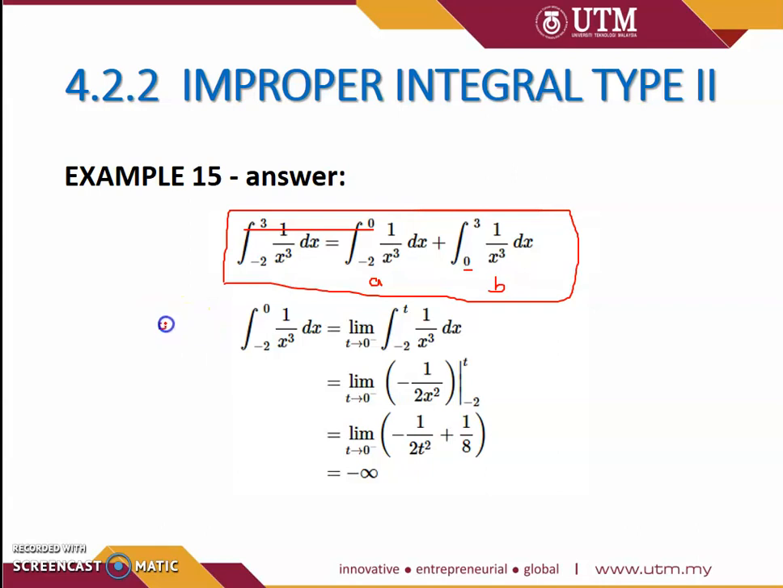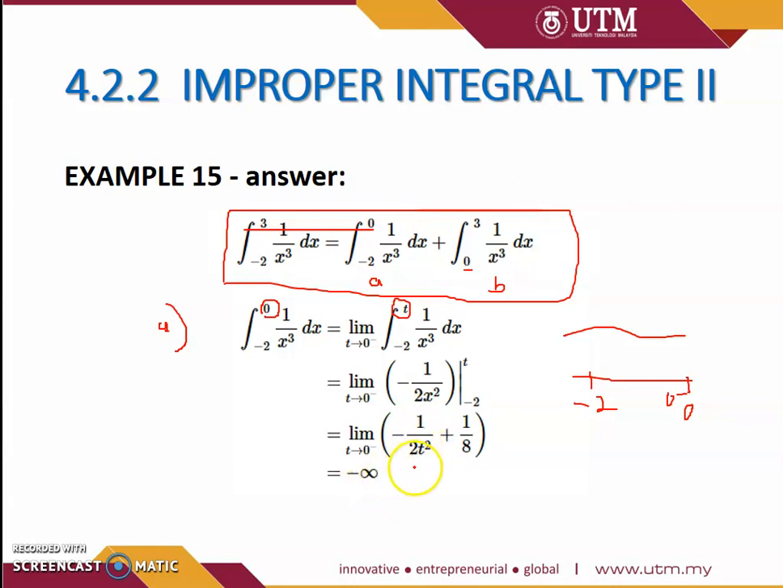So here is the first part. We need to integrate 1 over x cubed. We need to transform the 0 here to t, where t tends to 0 negative, as in our previous graph. After the integration, you will obtain negative 1 over 2x squared. Just substitute t and negative 2. We will have 1 over 0 here, so 1 over 0 does not exist.